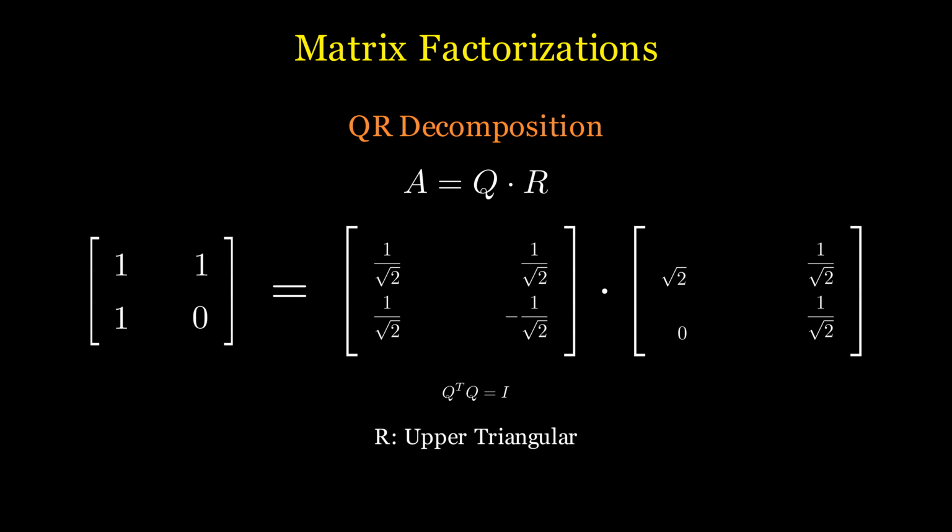QR decomposition factors A into an orthogonal matrix Q and an upper triangular matrix R. Orthogonal means Q transpose times Q equals the identity matrix. This method is crucial in algorithms like finding eigenvalues and in least squares problems.